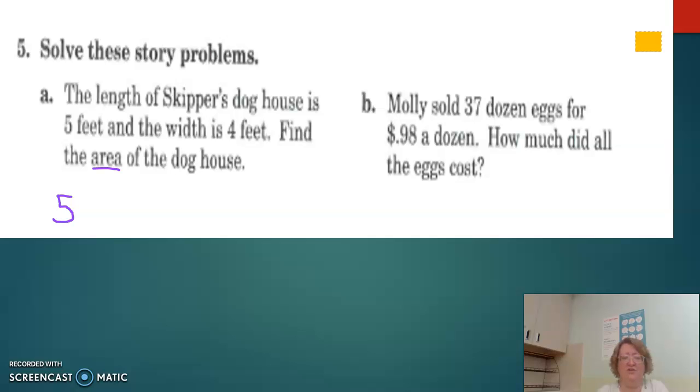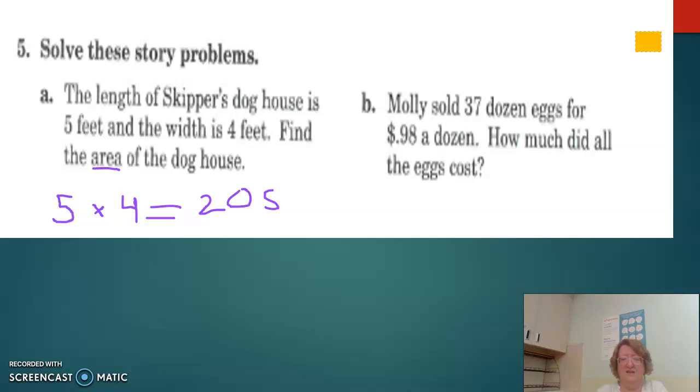And they gave us the length, which was what? 5, and the width, which was 4. And what is the process that we need to use? Multiplication. So my product would be what? 20 what? 20 square feet.